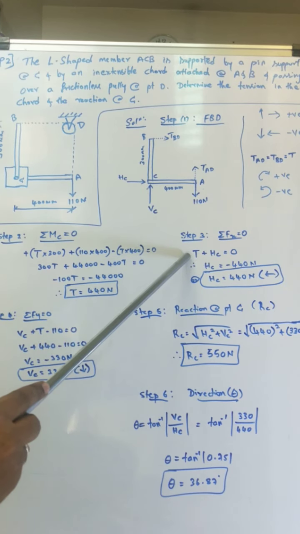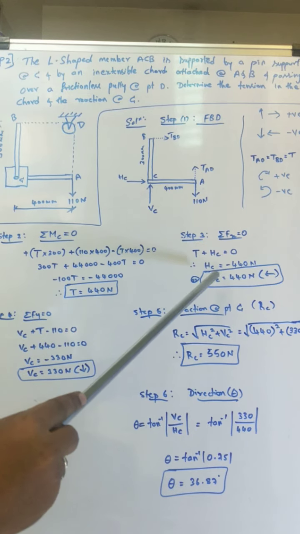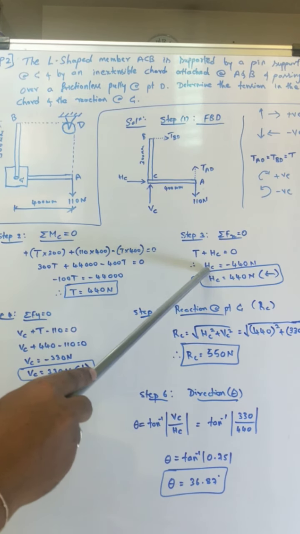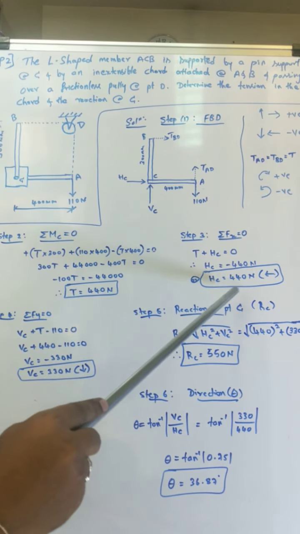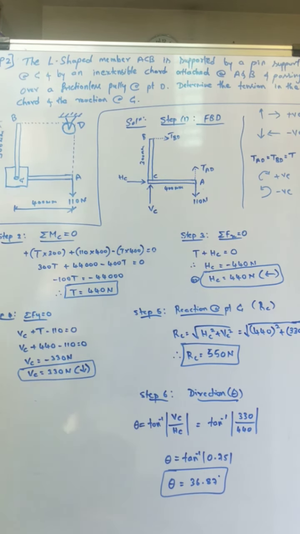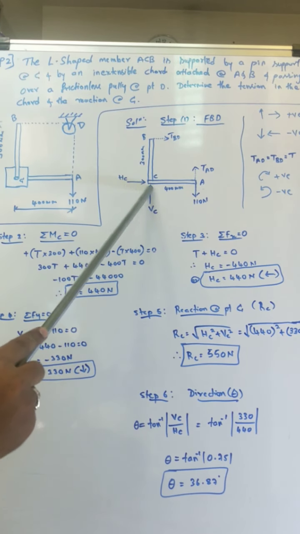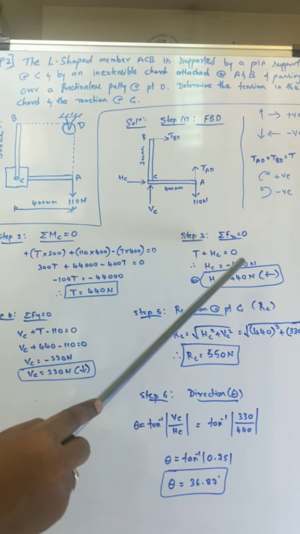The second one is T. This is positive, once again right side positive. T plus HC is equal to 0, and you know the T value. Therefore HC is equal to minus 440 Newton, or HC is equal to 440 Newton, since minus means left side.